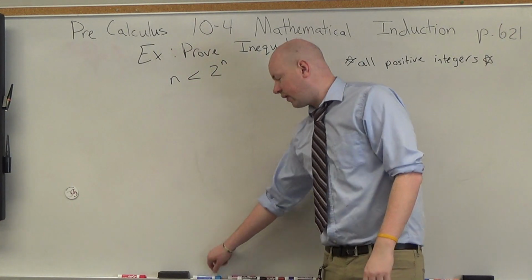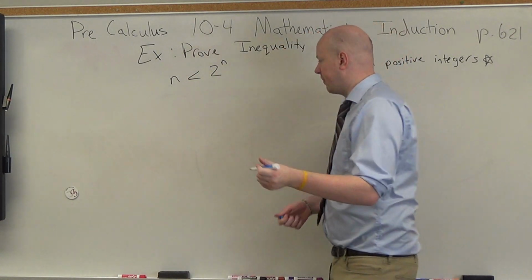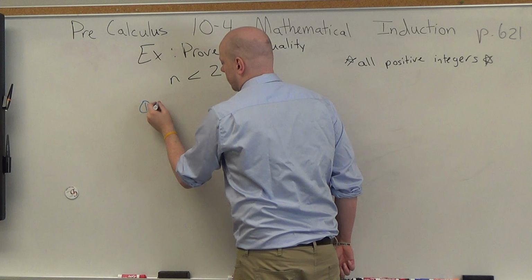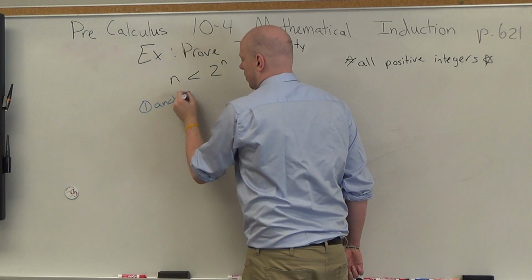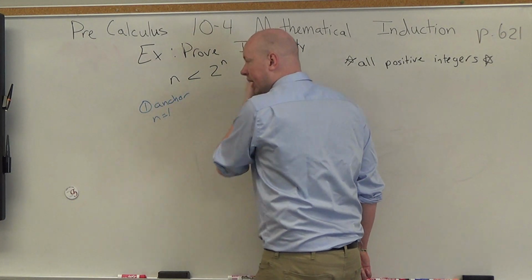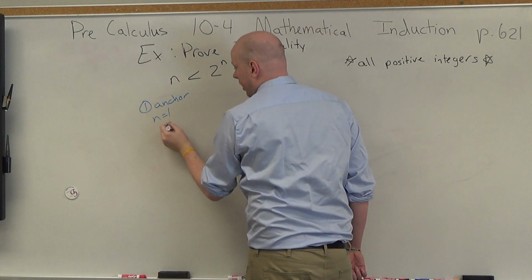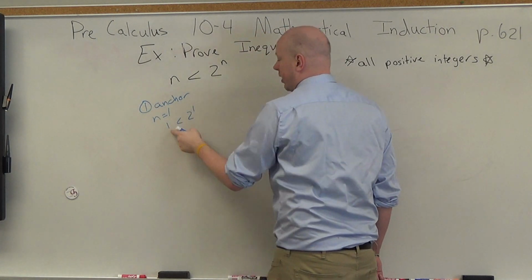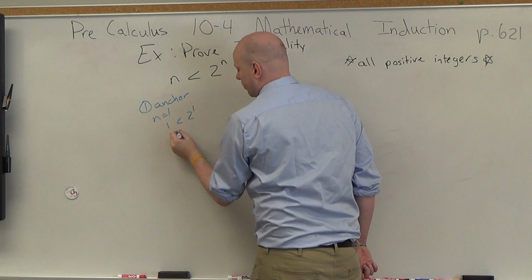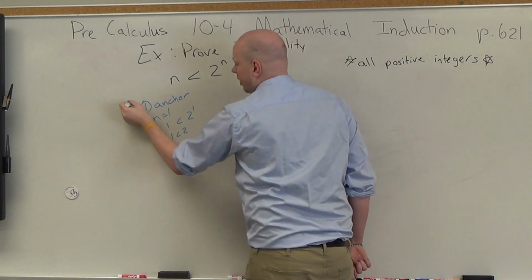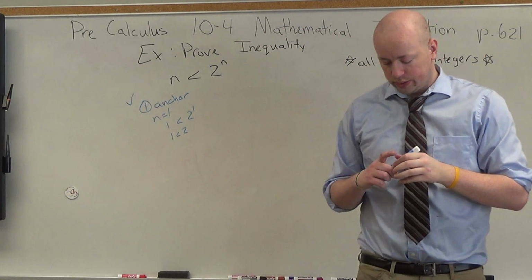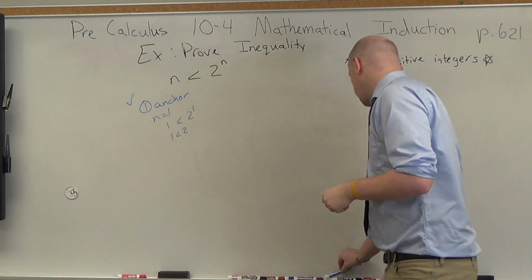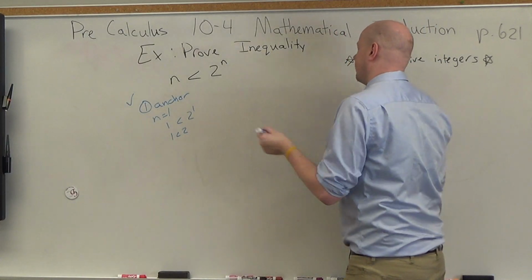So, first we always start with our anchor, our base case. So I get n equals 1. So again, 1 less than 2 to the power of 1. Well, 2 to the power of 1 is 2. Is 1 less than 2? Yes. So our anchor holds. Okay. Now we can move on to our other steps.